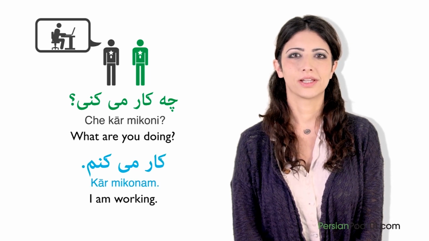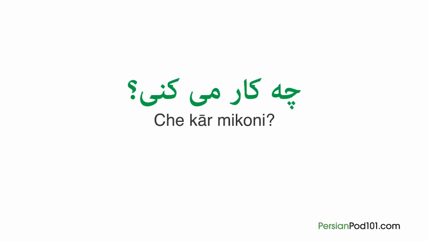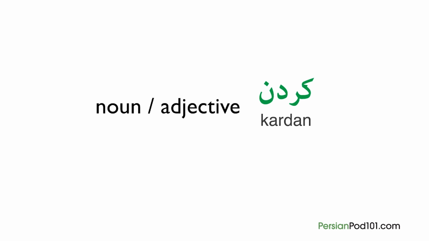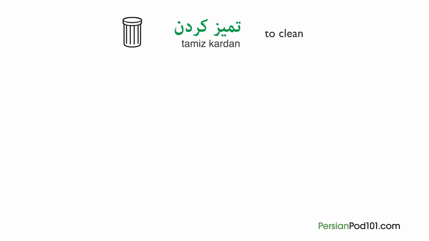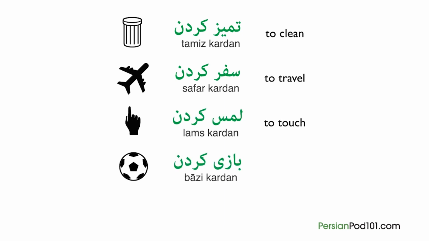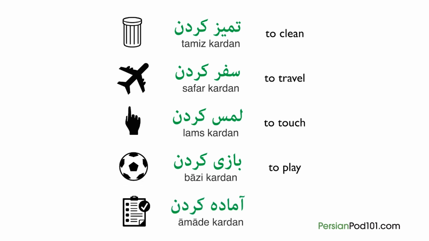Kar mikonam. But when someone asks this question, they usually want more details of what kar, work or activity, you are doing at the moment. So, you need to put the specific noun or adjective before the verb kardan. For example, tamiz kardan, to clean, safar kardan, to travel, lams kardan, to touch, bazi kardan, to play, amade kardan, to make something ready.